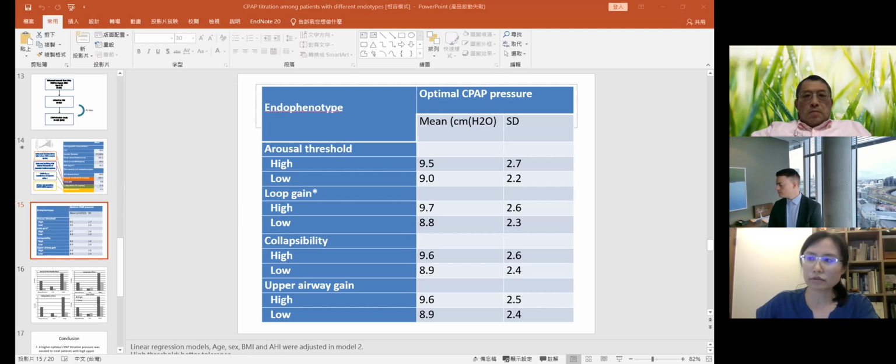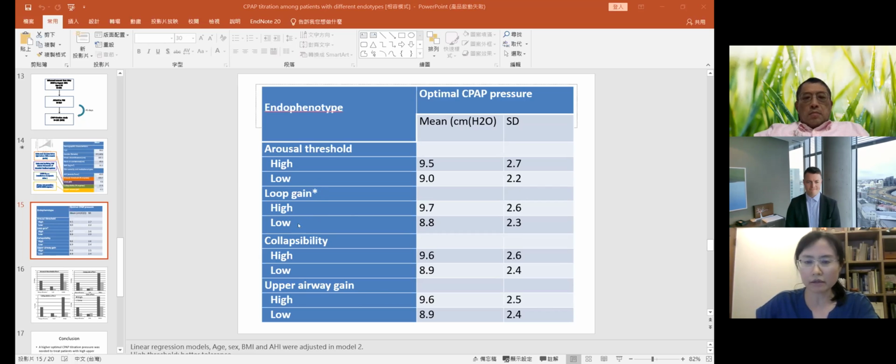And I think this is quite reasonable because patients with a higher arousal threshold are less easily aroused by high CPAP pressure. And so I would say they have a better tolerance with CPAP pressures. And patients with low arousal threshold may not be so tolerable to high pressures because a higher pressure can cause them to wake up. And then we see the loop gain.